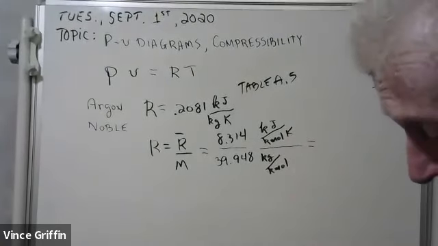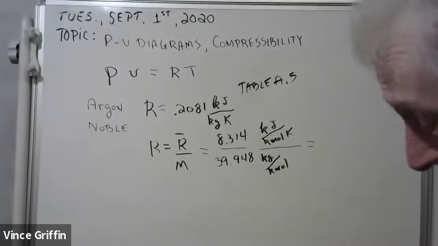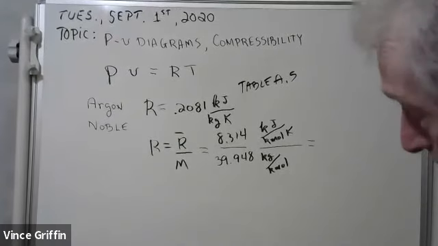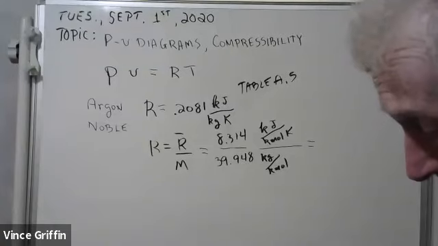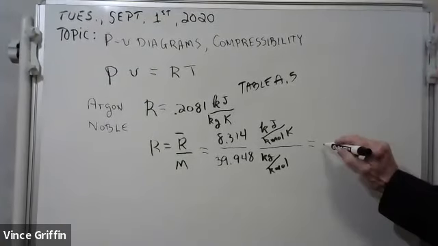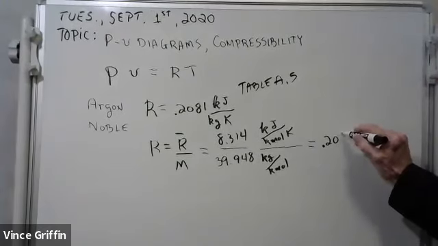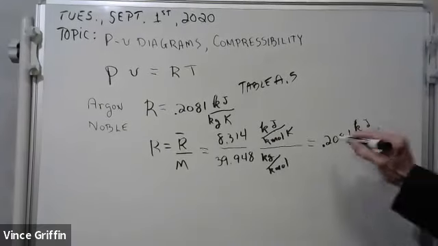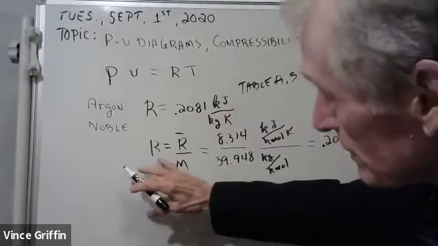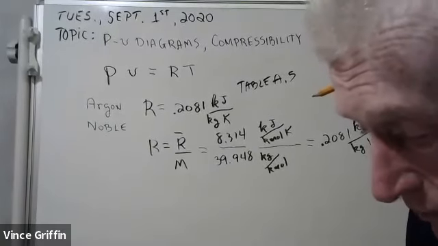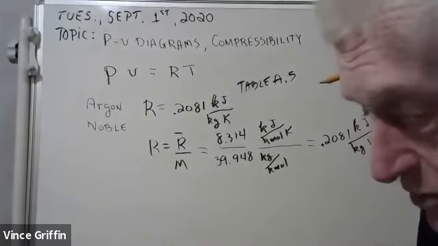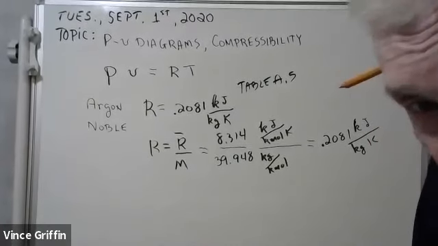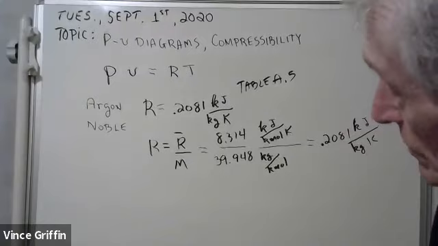Here we go. 8.314, that's from my memory. I'm not sure about it. 39.948. I get 0.208. Well, by Jove, I get 0.2081. And look at the units. They'll be kilojoules. See, the kilomoles cancel, and you're left with kilogram Kelvin. You can get the gas constants if you know the molecular masses, what they used to call molecular weights. They're really molecular masses, okay? So I thought I'd show you that.